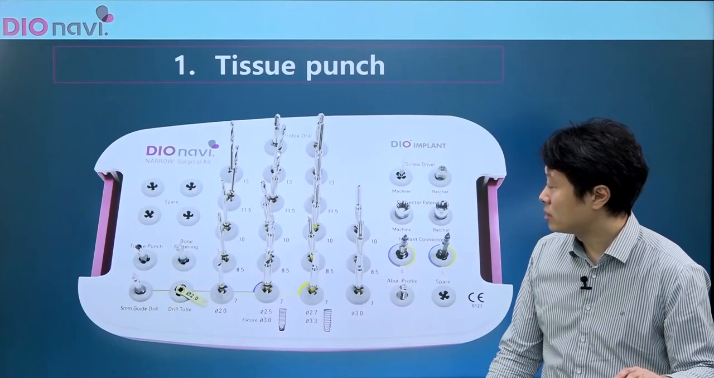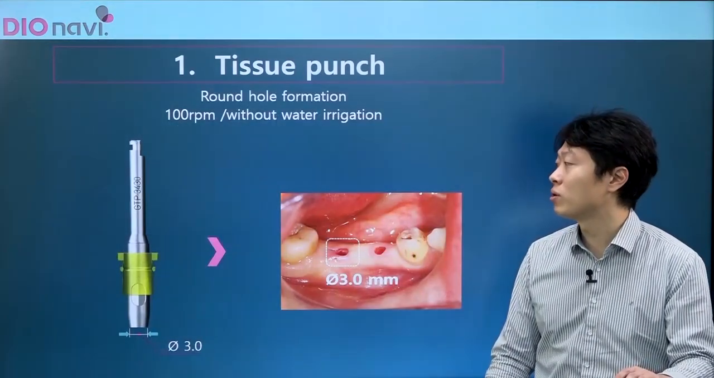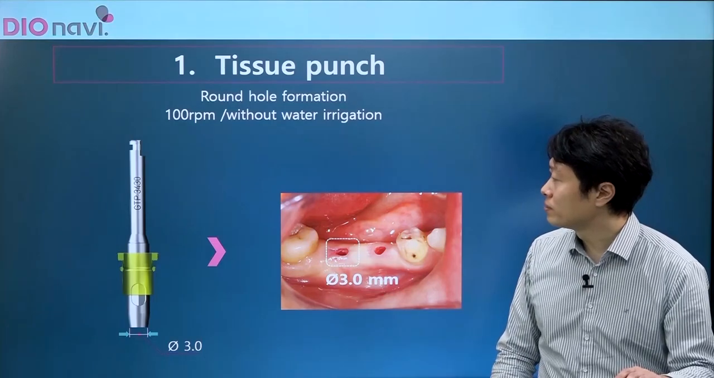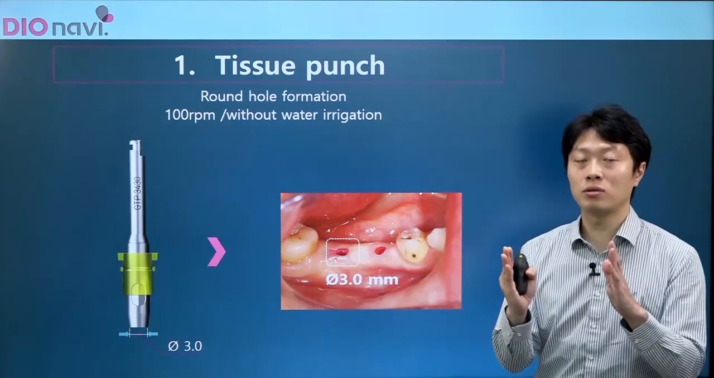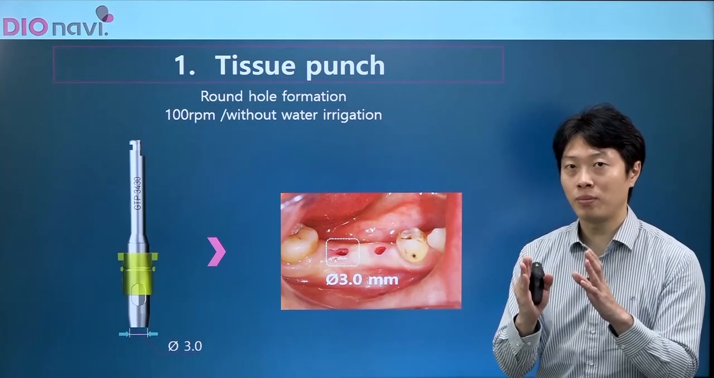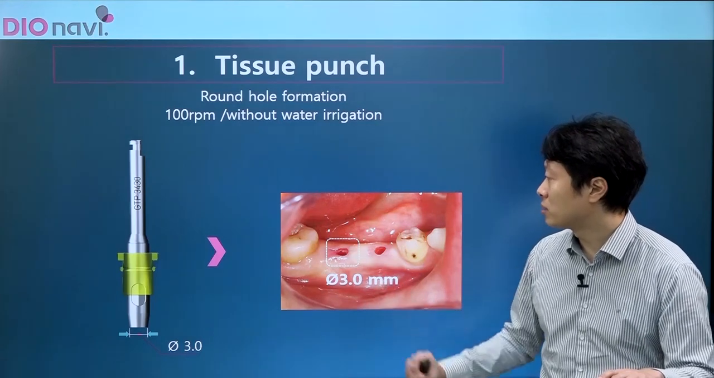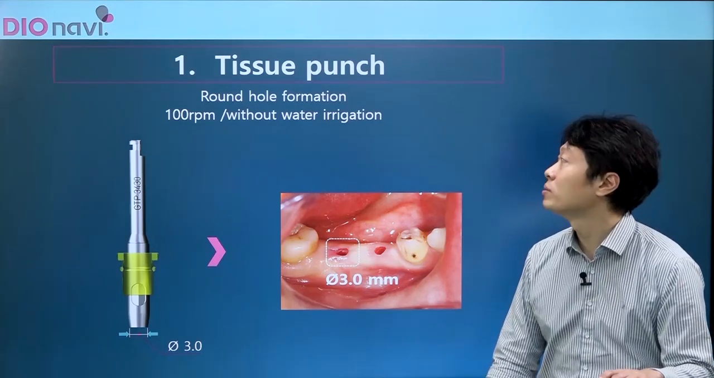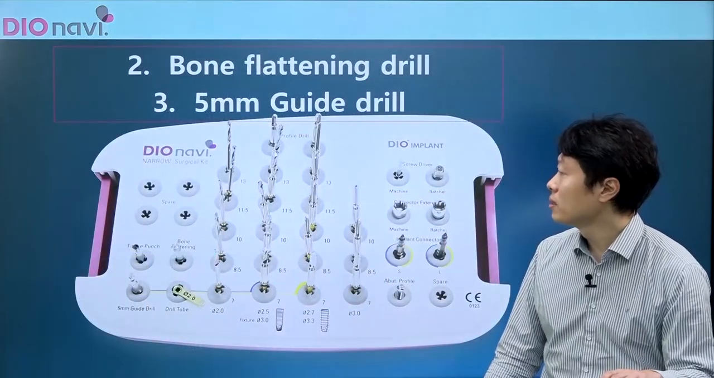Let's look at the tissue punch first. It's at the bottom left. As mentioned earlier, it serves to punch a hole for drilling afterward. In the case of narrow-type implant, the metal guide sleeve itself is narrow. The drill is made a little smaller, too. It's produced in a shape advantageous for placement in a narrow area, such as anterior teeth. With a diameter of 3.0, the tissue punch is also produced to minimize the reduction of the attached gingiva. You can proceed at 100 RPM without irrigation.